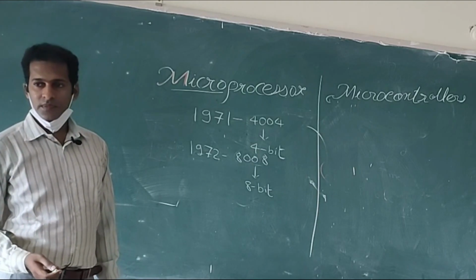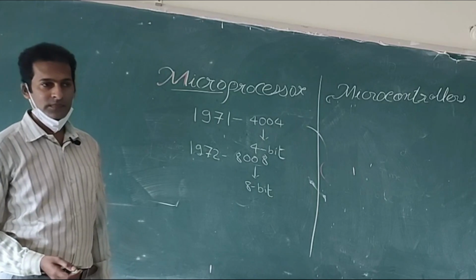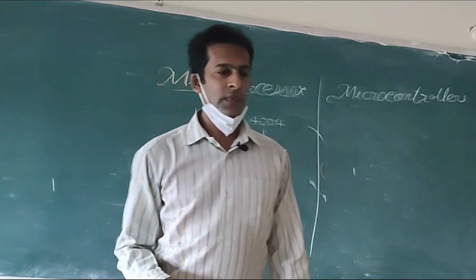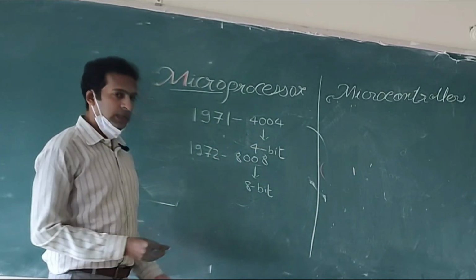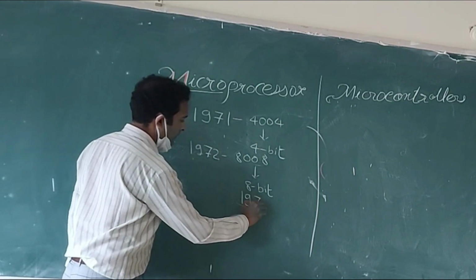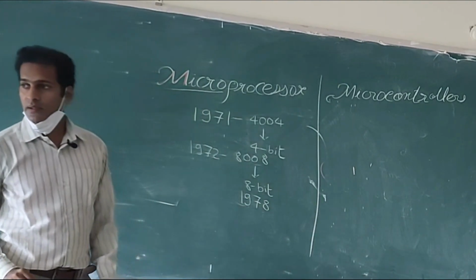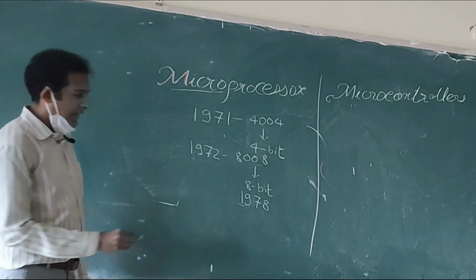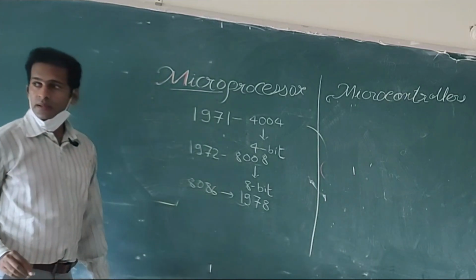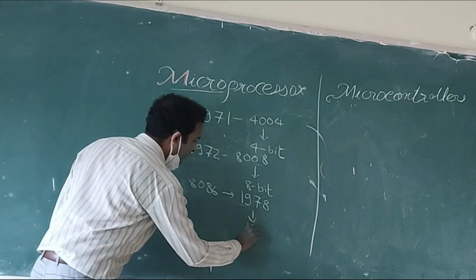Okay, then 8-bit. After that, timeline. What is the next in that timeline? You can check the years. So what did they do in that year? The next year is 1978. What was done in 1978? 8086. How many bits? 16 bits.